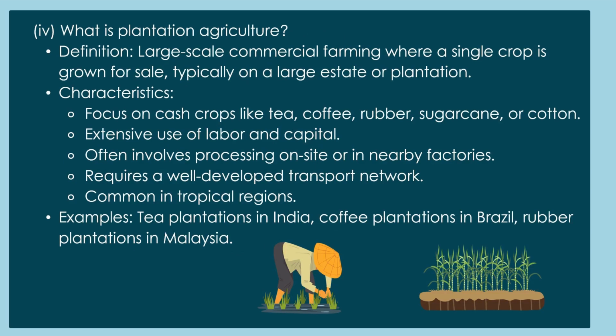What is plantation agriculture? This is large-scale commercial farming where a single crop is grown for sale, typically on a large estate or plantation. What are the characteristics? Focus on cash crops like tea, coffee, rubber, sugarcane or cotton. Extensive use of labor and capital are needed. Often involves processing on-site or in nearby factories. It requires a well-developed transport network. It is common in tropical regions. For example, tea plantations in India, coffee plantations in Brazil, rubber plantations in Malaysia.